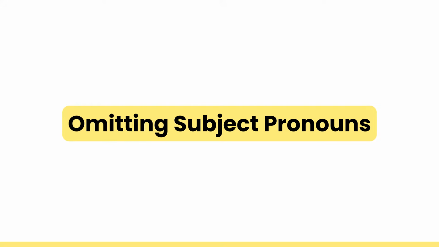Now in today's lesson, we are going to look at omitting subject pronouns. So omitting means to leave out. So leaving out subject pronouns. So we're going to look at the subject pronouns, but we're going to learn that we don't always need to use them and that we can leave them out of the sentence.